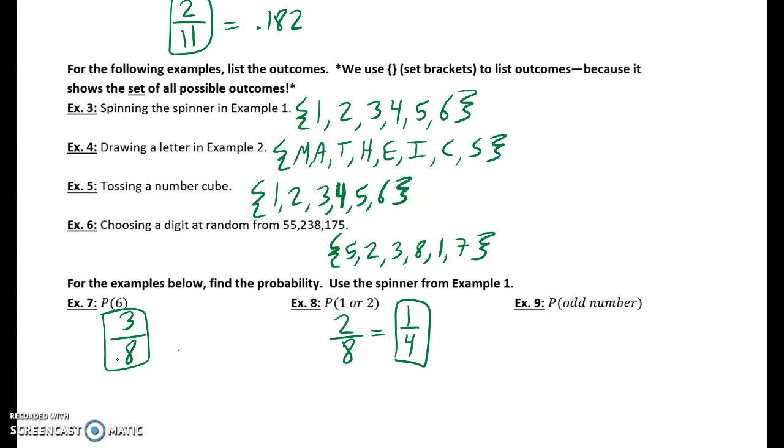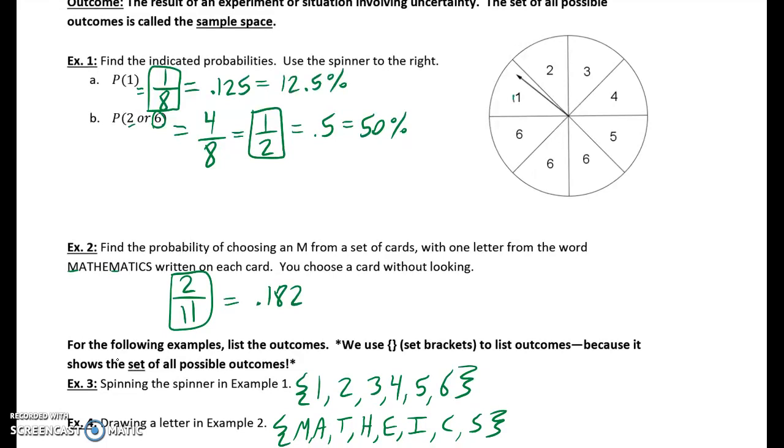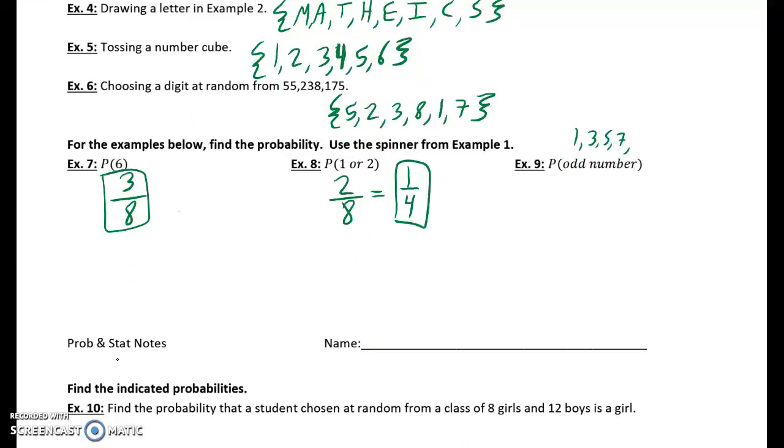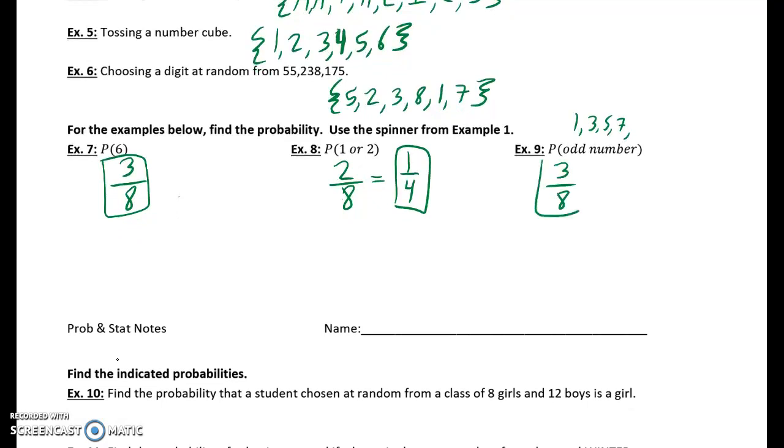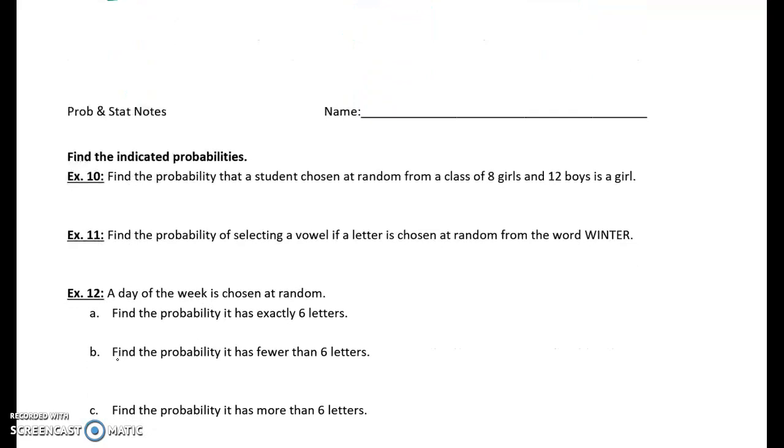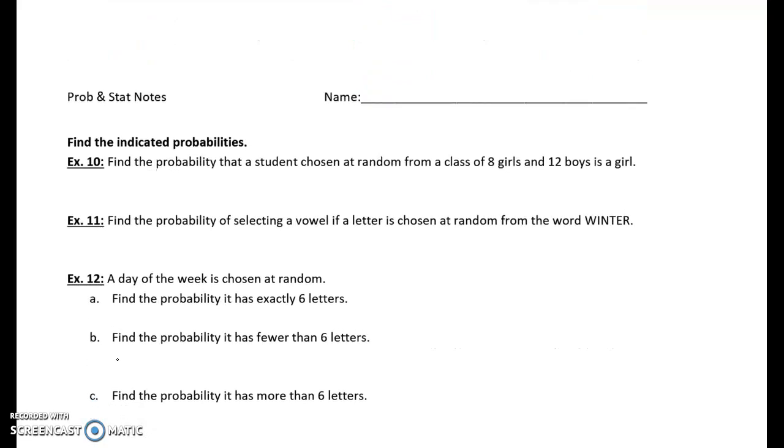And the probability of an odd number. So odd numbers, think numbers like 1, 3, 5, 7, and so on. And it looks like I see 1 odd number, 2 odd numbers, 3 odd numbers out of 8 total. Hopefully this is pretty simple for you. Honestly, the hardest part is just figuring out what they want and reducing the fraction.